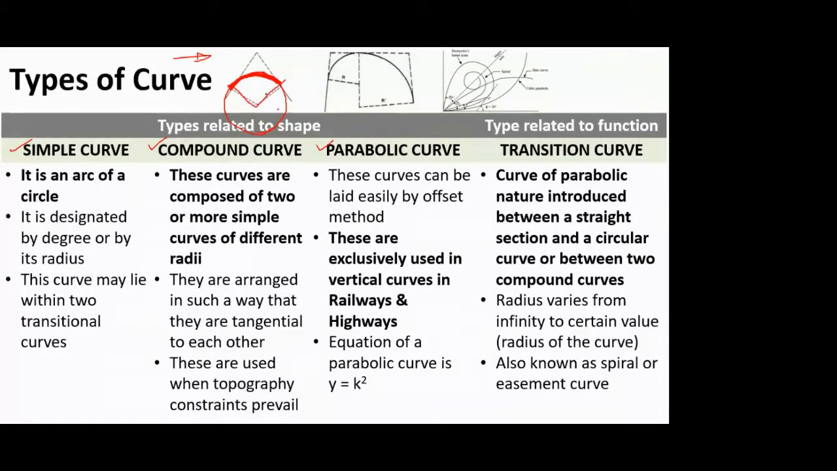It is designated either by the radius of that curve or by the degree, or the central angle subtended by the ends of the arc. So it is denoted either by degree or by radius. And we'll be seeing shortly what this third statement means, that the curve lies between two transition curves.